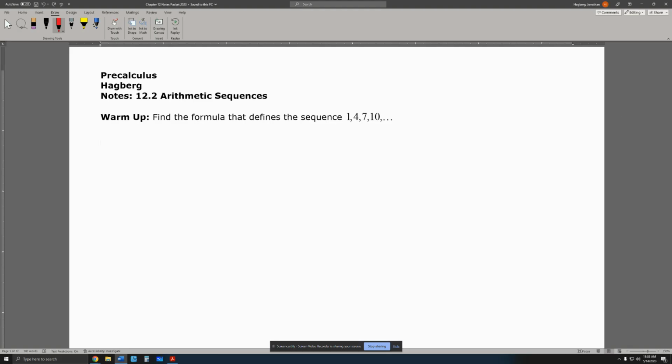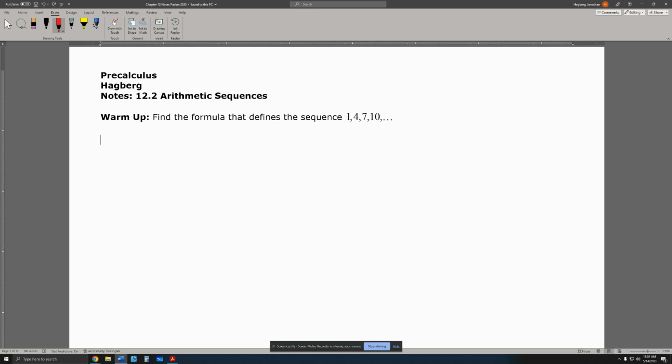Hi everyone. Today we're going to be completing our notes on 12.2 arithmetic sequences. I want to start with this warm-up. Let's find the formula that defines the sequence 1, 4, 7, 10, and so on. We're going to find two different formulas, the explicit formula and the recursive formula.